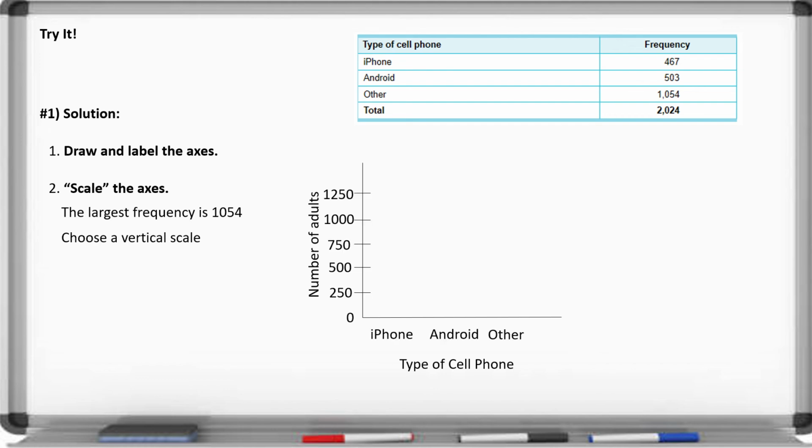Let's label the x-axis iPhone, Android, and other. And then let's label the y-axis. Let's go by 250 on the y-axis. You can choose any scale that you want, just make sure that you're using the same scale throughout. So let's draw the bars now. For the iPhone category, we know that iPhones are 467 people, so that's below 500. Android is a little bit above 500, and other is a little bit above 1,000.